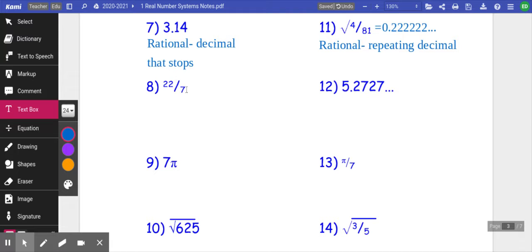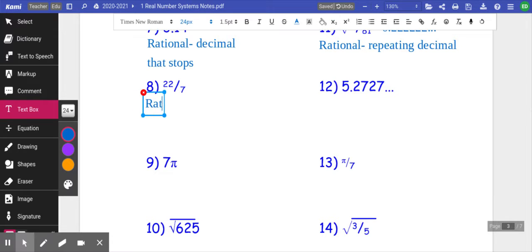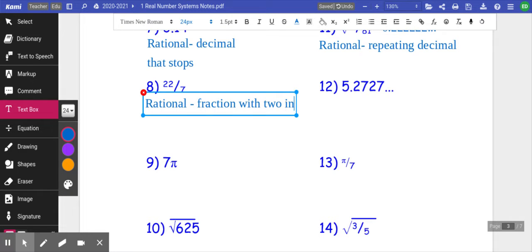Okay, 22 over 7. 22 over 7 is a fraction with 2 integers, so that makes it rational. By definition, it would be a fraction with 2 integers. You could also just say a fraction, that would work.